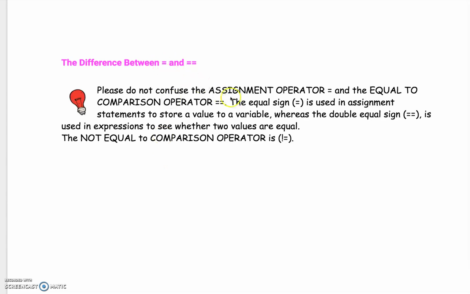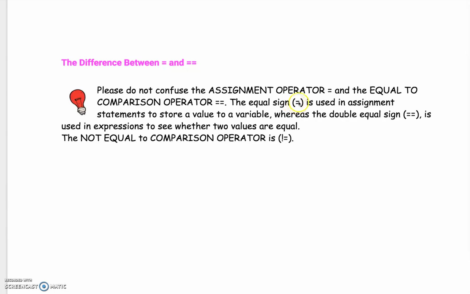Hi, this video looks at the assignment operator and the equal to comparison operator in Python programming. The assignment operator is represented by the 1 equal sign, and the equal to comparison operator is represented by 2 equal signs, or a double equal sign. So let's not confuse the difference between the two.